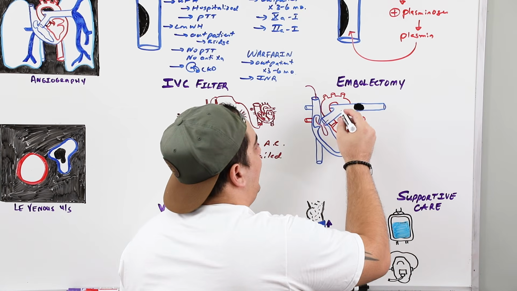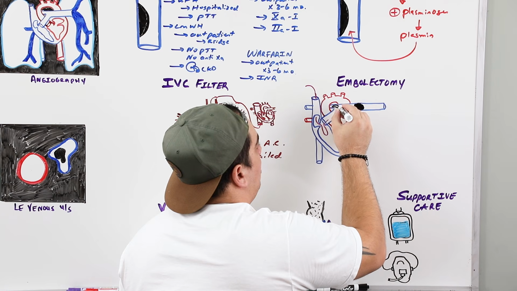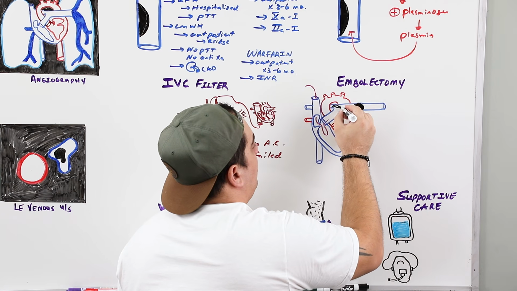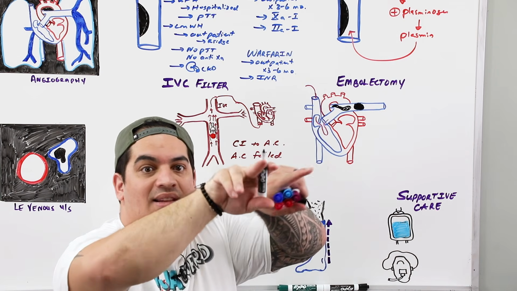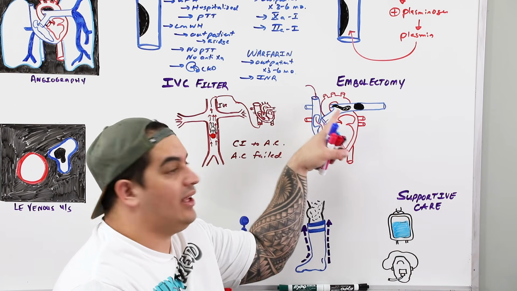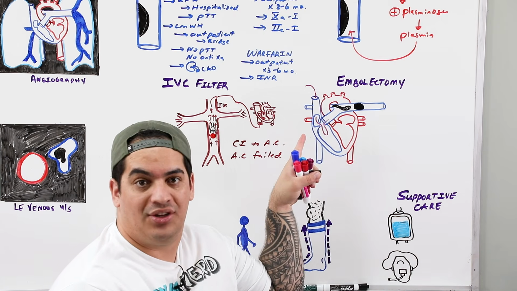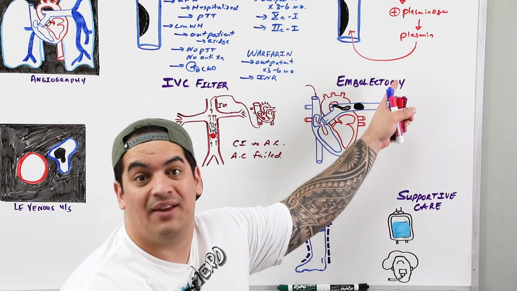Saddle emboli are really dangerous because they literally straddle right in this area here. They straddle the pulmonary trunk as it bifurcates. And if you get a big clot there, you almost get no blood going into both of the pulmonary circulations. So imagine the significant effect that you can have on the right ventricle and the significant hypoxemia that you develop.